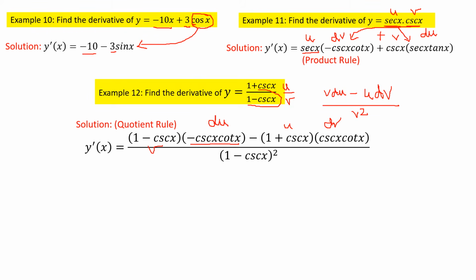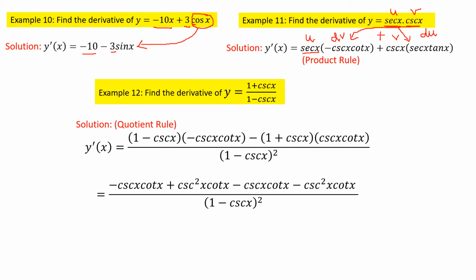So derivative of 1 will be 0 and derivative of minus cosecant x will give you minus cosecant x cot x. So here we have a minus. In the formula there is a minus. So minus times minus will give you plus. Divide by 1 minus cosecant x the whole square. Because in the denominator we need to write v power 2. No need to differentiate the denominator. We have to differentiate only in the numerator.